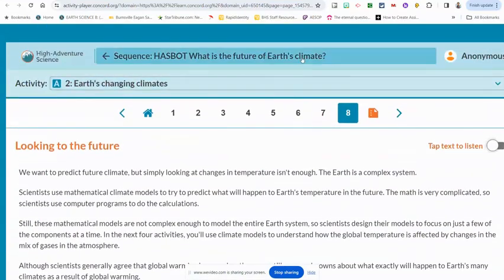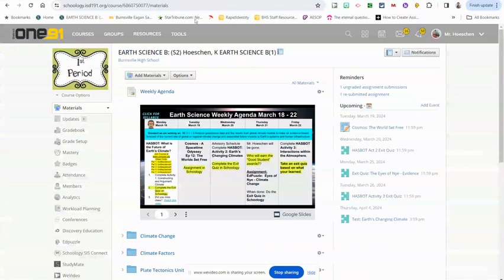It went a little faster than I had expected. Now, going back to the assignment, you will see on the side here, you have HASBOT Activity 2 exit quiz to do. You should do that right now to check your understanding of this lesson. Any questions? Let me know.